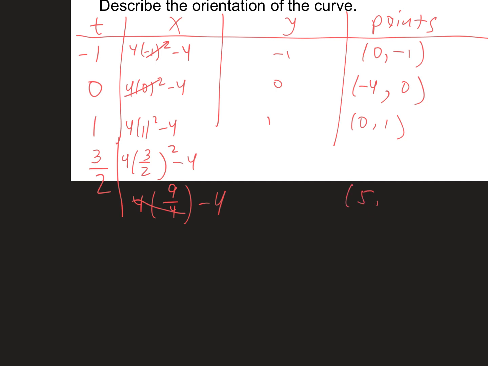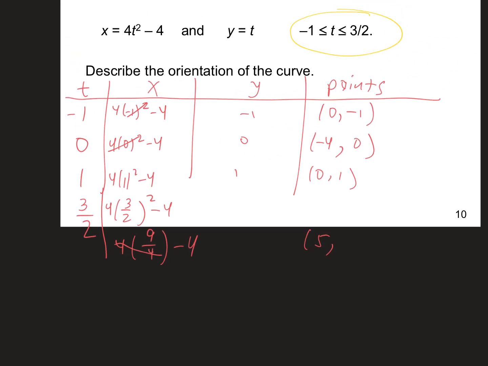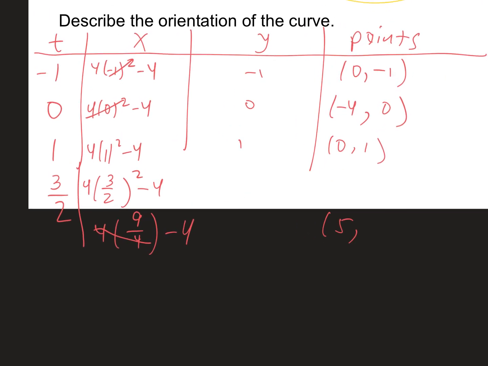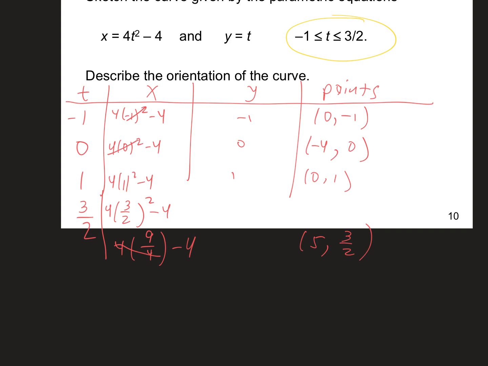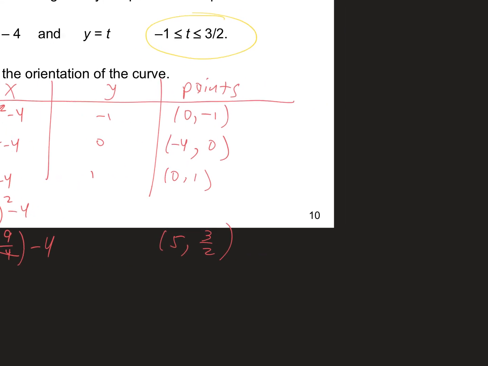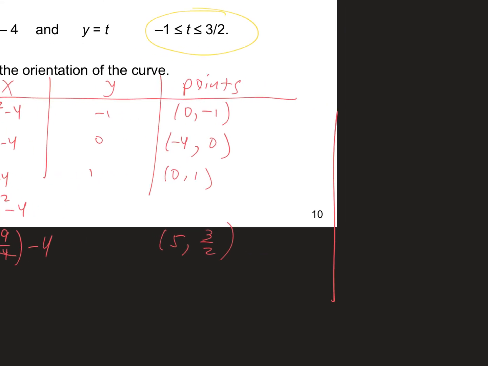What's 9 minus 4 now? 5. And then I'm going to plug in 3/2 to my y equation. So what does that just give me? 3/2. So there, we just evaluated. All you guys are really doing is just evaluating 2 equations. And now if I graph it, the direction is extremely important. So 1, 2, 3, 4, 5.